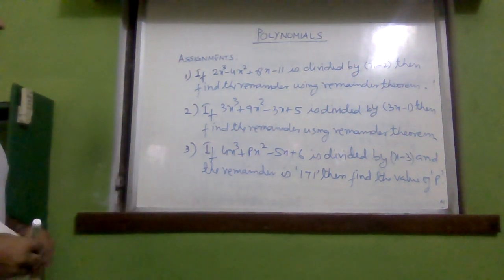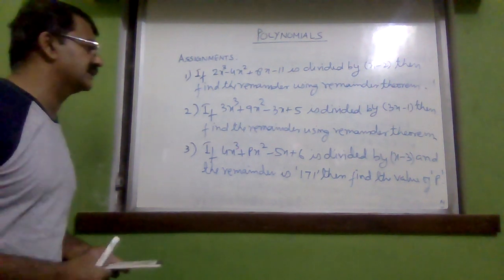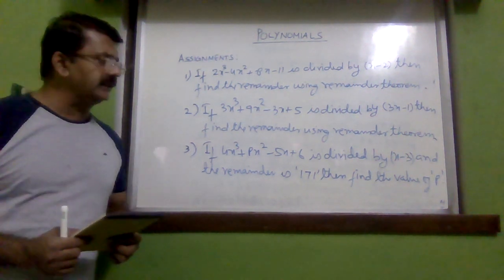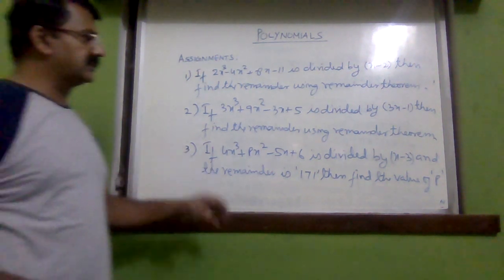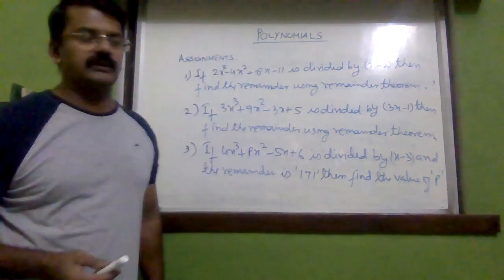The third one is, if 4x cube plus p x square minus 5x plus 6 is divided by x minus 3 and the remainder is 171, then find the value of p. For this third question also you can use the remainder theorem.